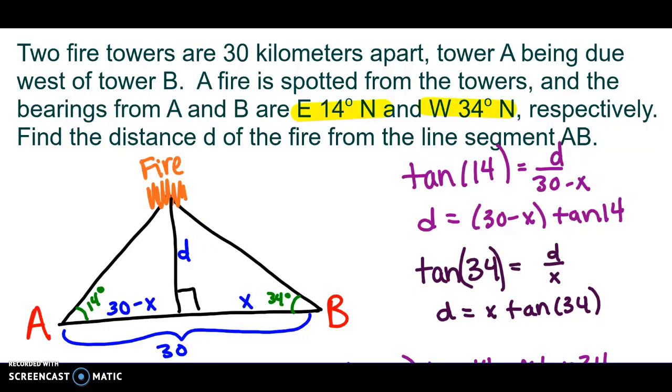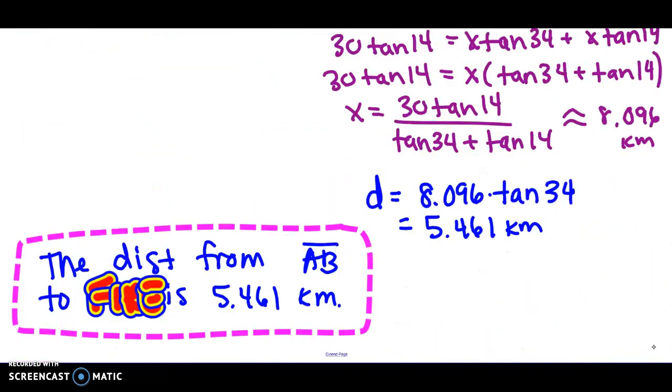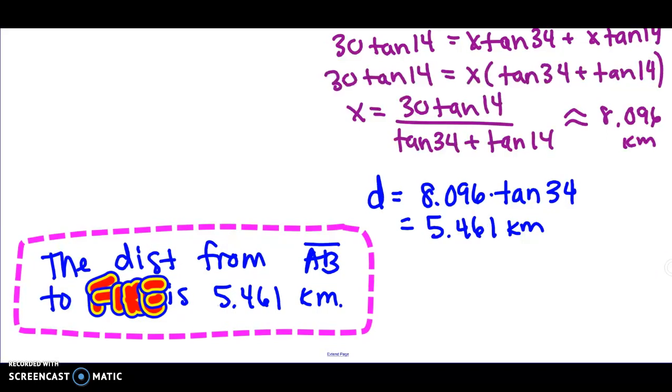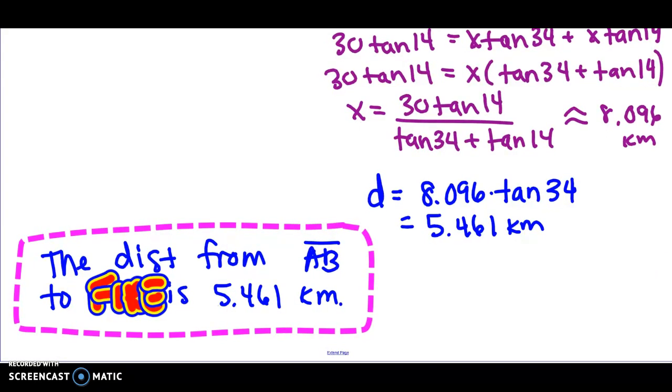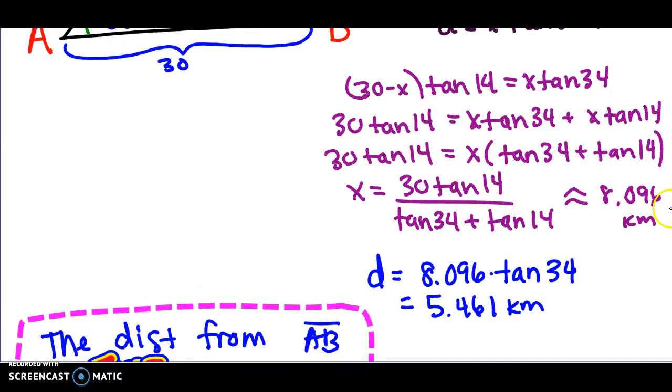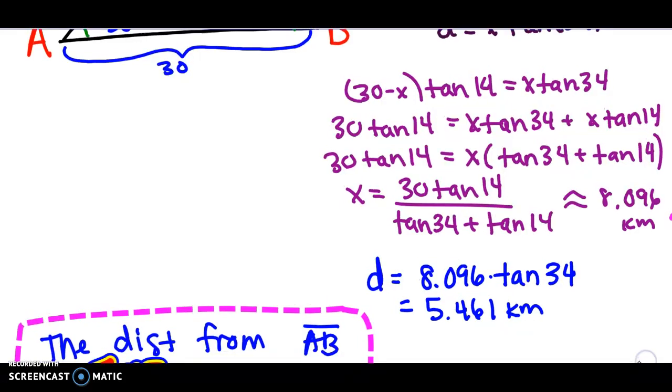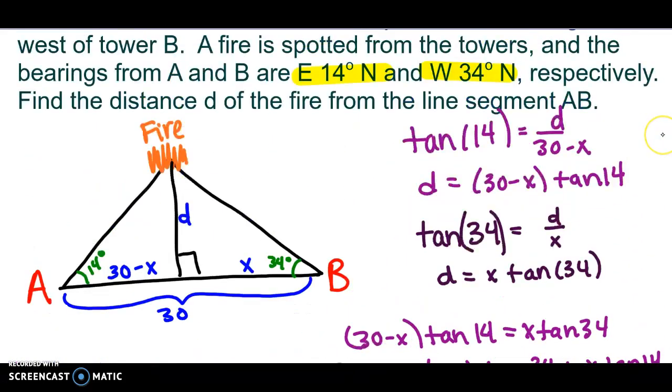Okay, so if you got this one right, hopefully you got that the distance from segment AB to the fire is 5.461 kilometers. How on earth did I get that, you're wondering? Well, let's take a look here. So once again, I did use a system of equations.